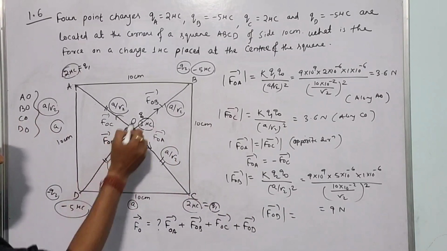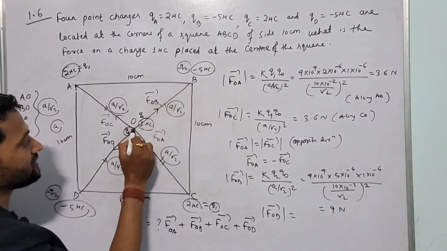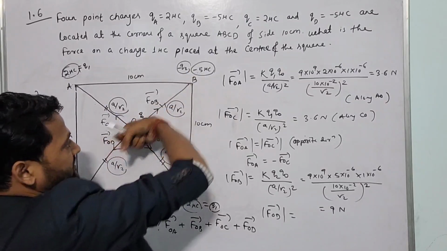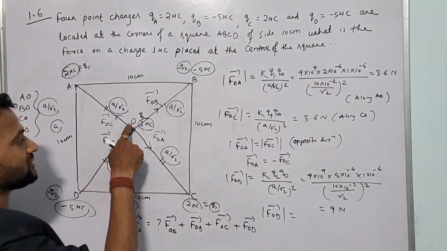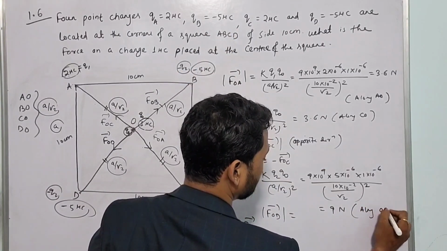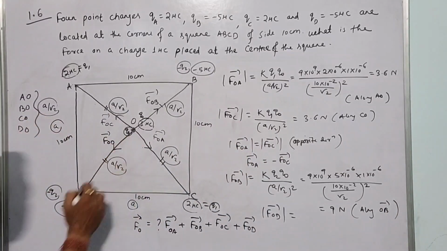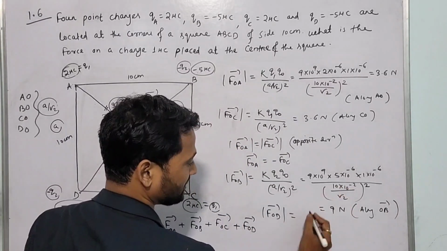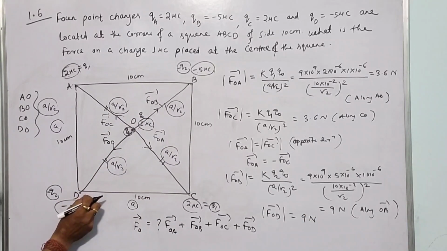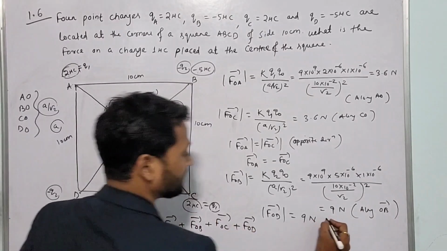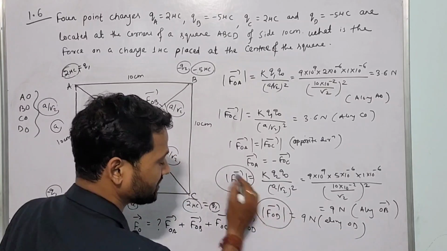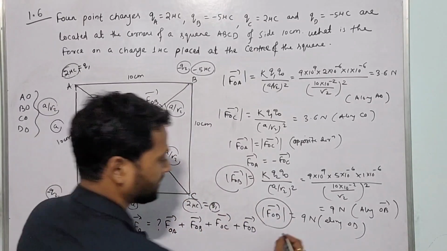What is its direction? Look, force on O due to B, what will the direction be? This is -5, this is +1, it will attract. -5 will attract 1 coulomb. So the direction will be along OB. So I'm writing here along OB. Similarly, what will force on O due to D be? You will get the same answer, it will be 9 newton. What will the direction be? -5 microcoulomb will attract 1 microcoulomb, so the direction is along OD. The magnitude of both these forces is the same, the direction is opposite.